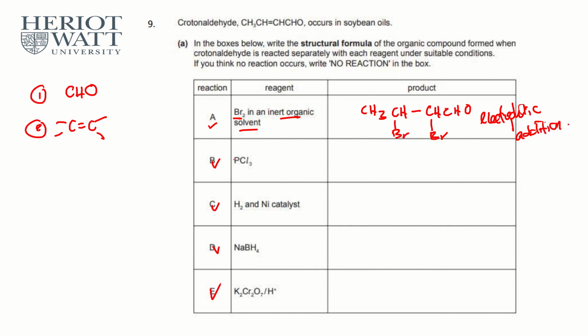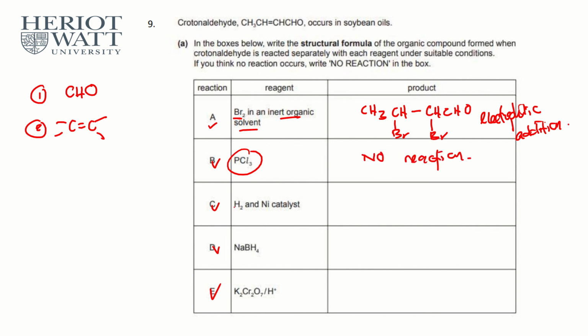All right. And for PCl3, what is that for? PCl3 is basically a reagent changing OH into Cl, a nucleophilic substitution, changing any OH into a halogen. In this case, do we have an alcohol? Do we have a carboxylic acid? Or do we have an OH group? No, we don't. So therefore, no reaction.